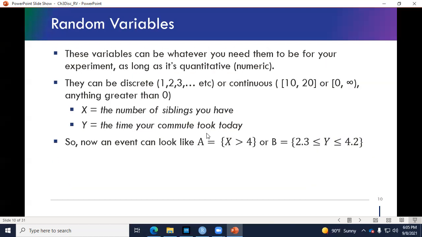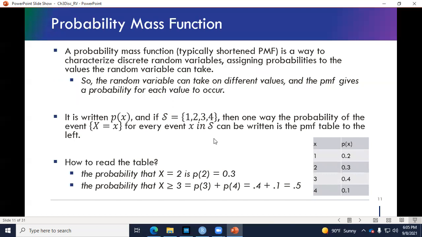So once we get an event, we will want to find its probability. Now we have the definition of the probability mass function. This is typically shortened as PMF, and it's one way to characterize discrete random variables. It assigns probability to the values that the random variable can take. The random variable can take different values, and the PMF gives a probability for each value to occur.